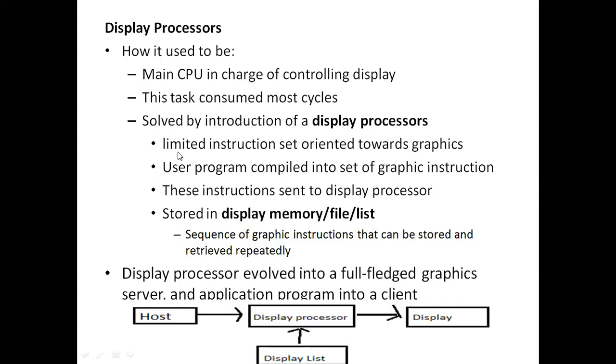Now what we did was use the concept of display memory. User programs, that means the programs that we write in OpenGL or anything, were all compiled into a set of graphics instructions. That means if I want to display a rectangle, I complete the code of that rectangle, compile it, and keep these instructions in the display processor. So user programs are compiled into a set of graphics instructions that we need very frequently. For example, consider I need the rectangle primitive very frequently.